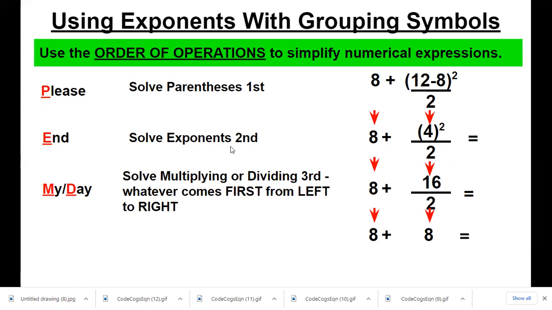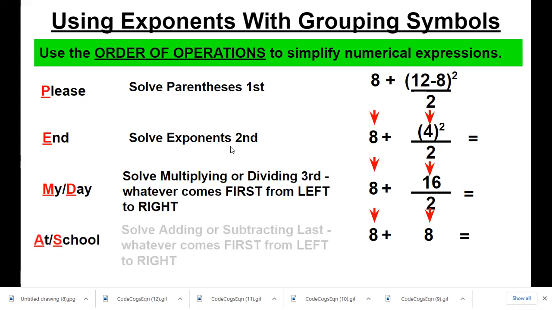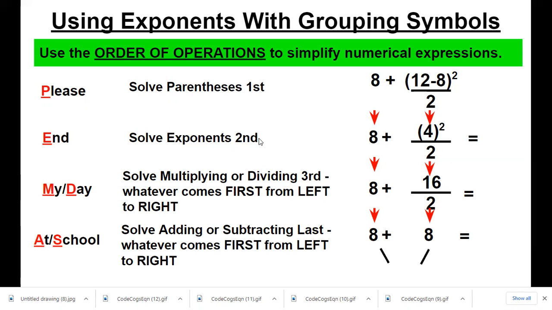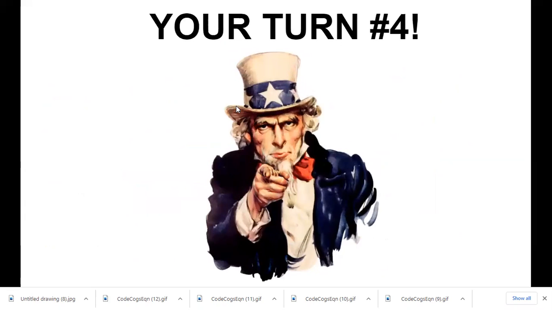Now I'm on to adding and subtracting, whatever comes first. Well, we're at the end where we only have to do 8 plus 8. The 8 plus 8 will be 16, and that is my answer. Okay, it's your turn to give this a try. I'll see you back in a moment.